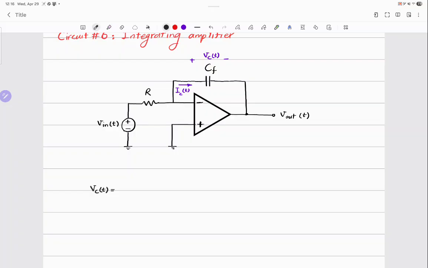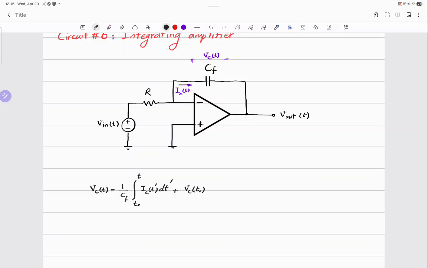1 over CF, actually, the integral from t naught to t. What should be inside the integral? IC(t') dt', and then plus VC(t0), right? That's the equation.